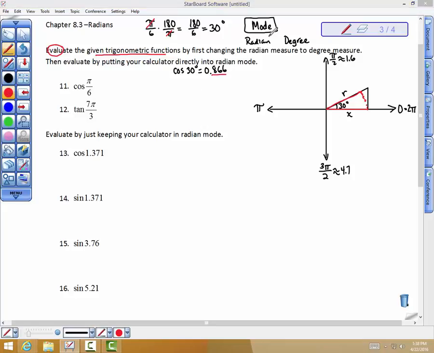Now what I want you to do is put your calculator in the radian mode. So hit that mode key, go down 2 and hit enter when your cursor is over radians, and now I want you to type cosine of pi divided by 6, and it's also going to give you 0.866. So you need to be prepared to decide what mode to put your calculator in.